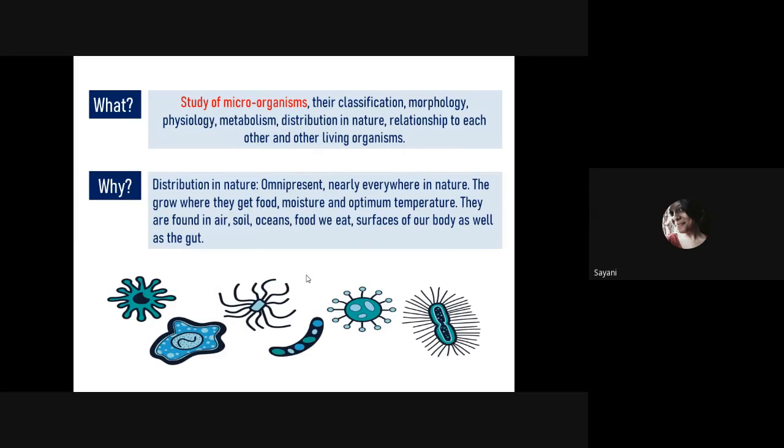So microbiology is basically the study of microorganisms, their classification, morphology, physiology, metabolism, and distribution in nature, and most importantly, their relationship to each other and other living organisms. So why do we need to study microbiology? What importance has it got? Basically, to study its distribution in nature, where they are present, what kind of organisms might be present in air, water, soil, and where they grow, how much moisture and optimum temperature they need for their growth, etc. This is why we study microbiology.